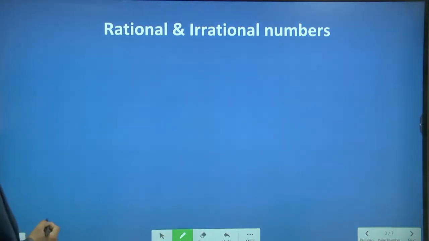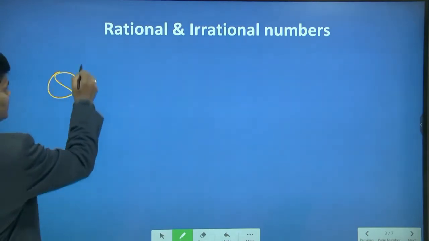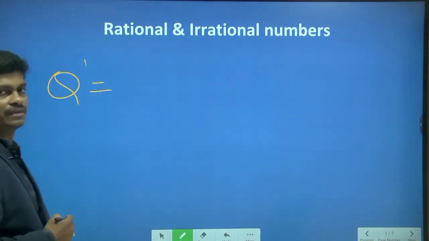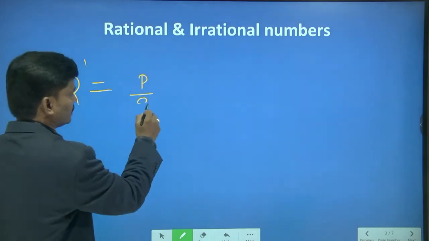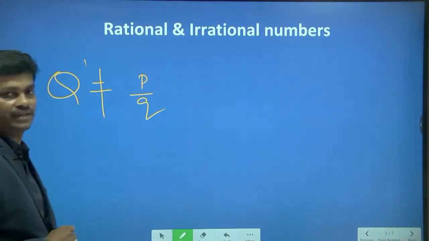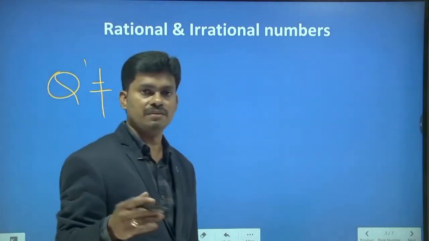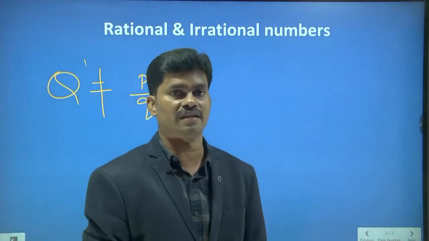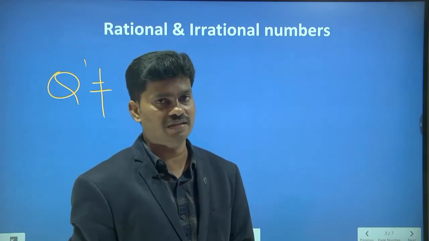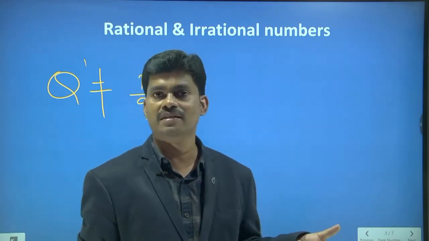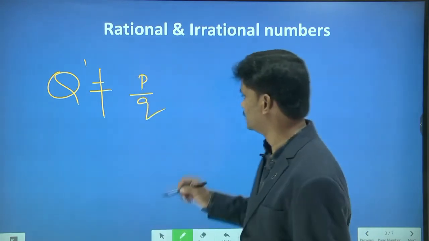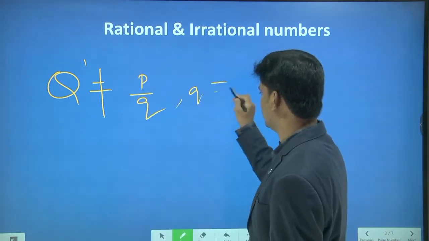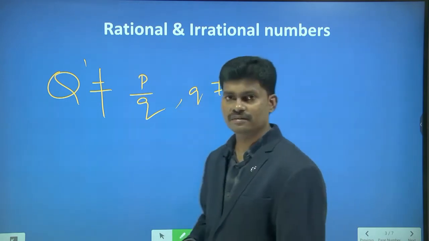So what about irrational? For rational numbers, I gave an example and definition. Irrational numbers are denoted by the letter Q dash, and they are numbers which cannot be written in the form of P by Q. Either true or false. True is rational and false is irrational. Can be written is rational, cannot be written is irrational. And here Q is not equal to 0, and P, Q are integers.